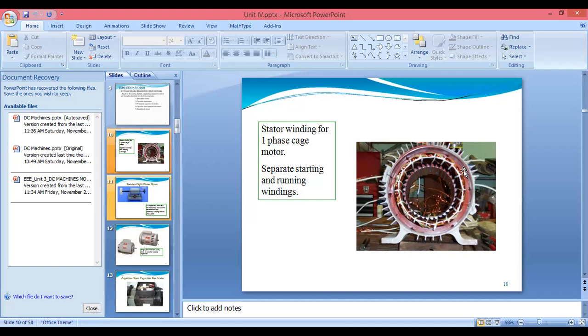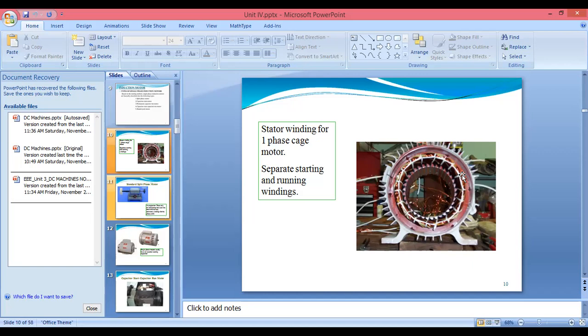So that winding will be wound on the stator of the three-phase induction motor. We can call this winding a field winding also, or we can say it is working as a stator winding, and it will be connected with the three-phase supply. After that, we are using the rotor. Rotor is nothing but the armature winding.